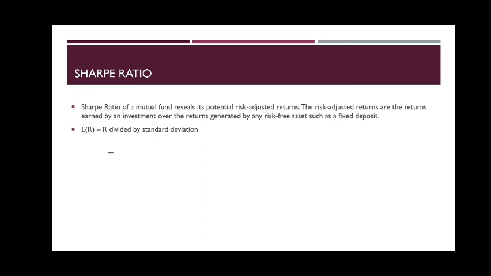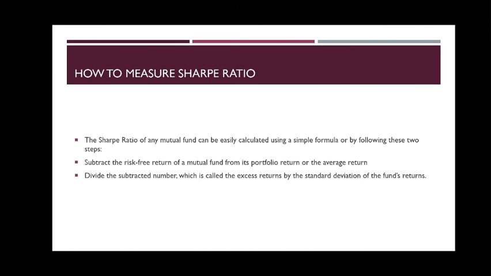So this Sharpe ratio says that the difference between portfolio return and risk-free return divided by standard deviation, we get what is the return per standard unit of risk. The Sharpe ratio of any mutual fund can be easily calculated using a simple formula by following the steps. Subtract risk-free return from the portfolio return or average return. Divide the subtracted return, the excess return, by standard deviation.